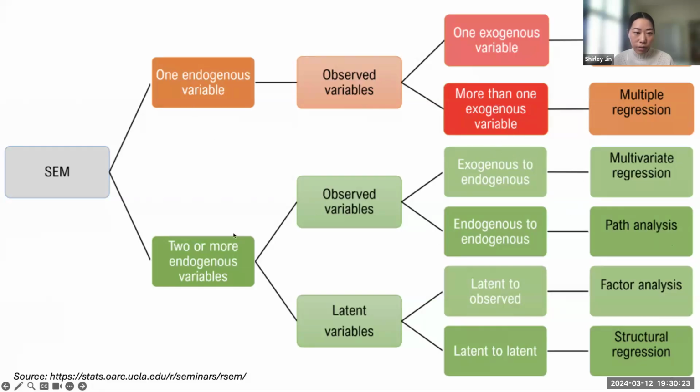For example, if you have two or more endogenous variables, we also need to see whether the relationship is from endogenous to endogenous, from latent to observed, or from latent to latent. We can differentiate them based on these different factors.